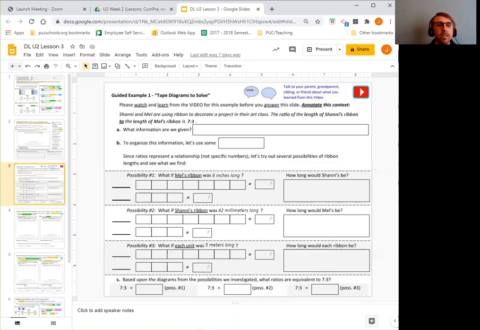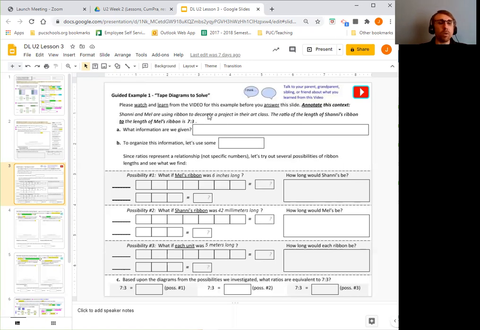So a tape diagram is something that allows us to represent a ratio, a relationship of two different amounts in a consistent way, while still recognizing that that ratio doesn't mean that the actual numbers are those numbers. They have a relationship, but they aren't set in stone. And so we're actually going to practice how to use a tape diagram to find different possibilities of what could be true in this particular scenario.